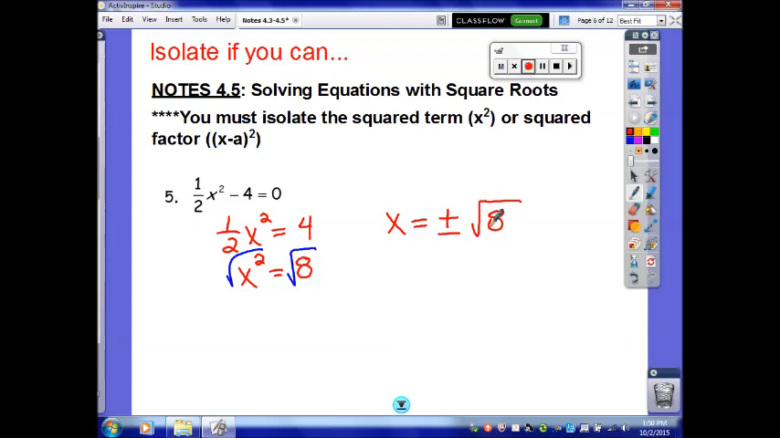Now remember from geometry, we want to simplify this. We're looking for the largest perfect square in 8, which is 4. So this is plus or minus the square root of 4 times the square root of 2. Well, the square root of 4 is 2. Square root of 2 is our final answer. But here again, you can't forget that plus or minus.